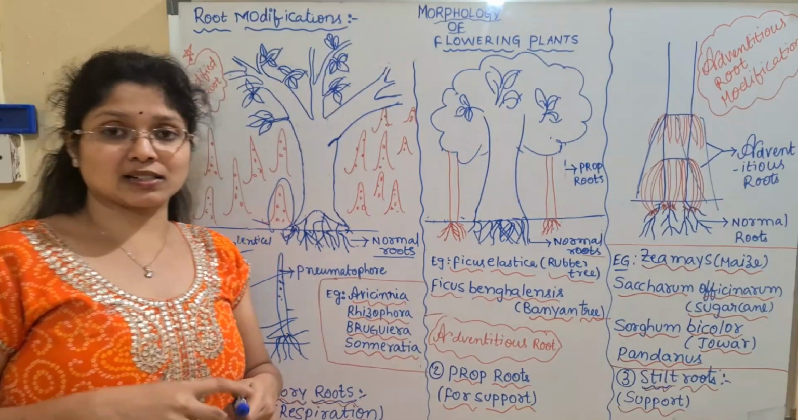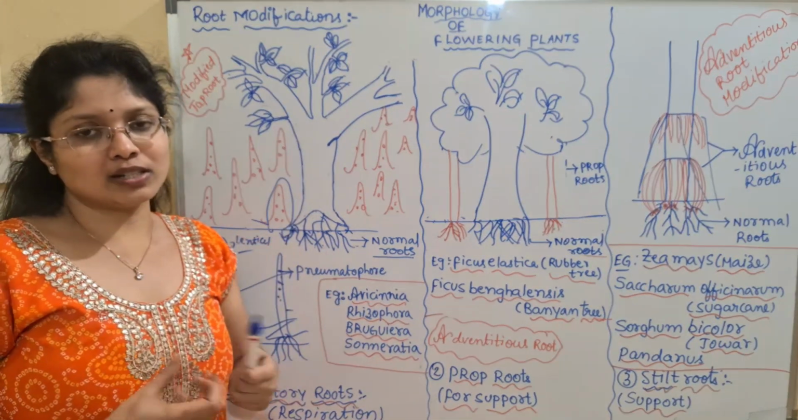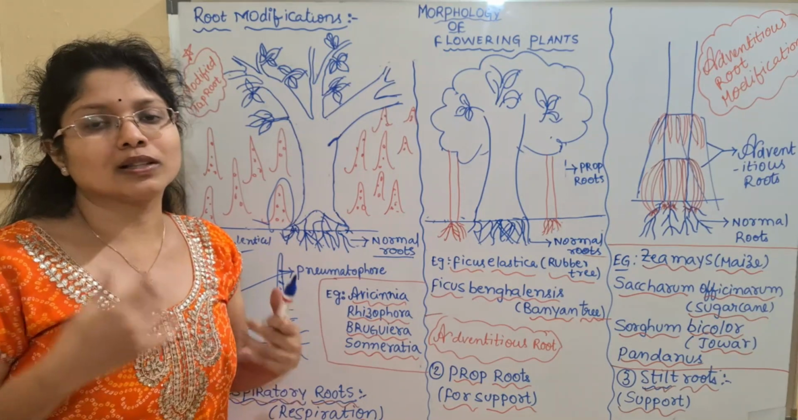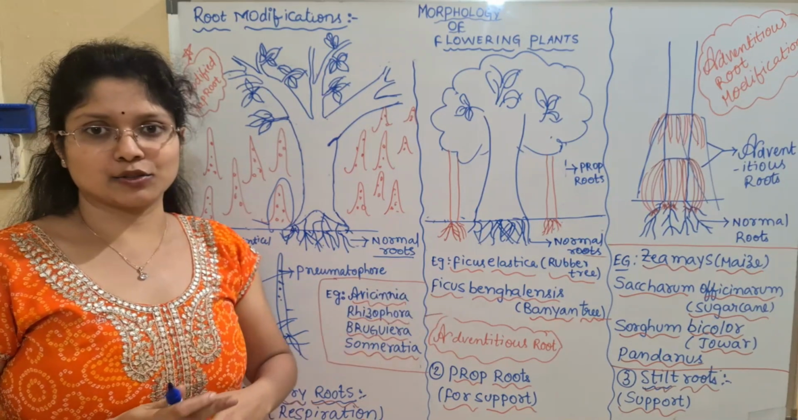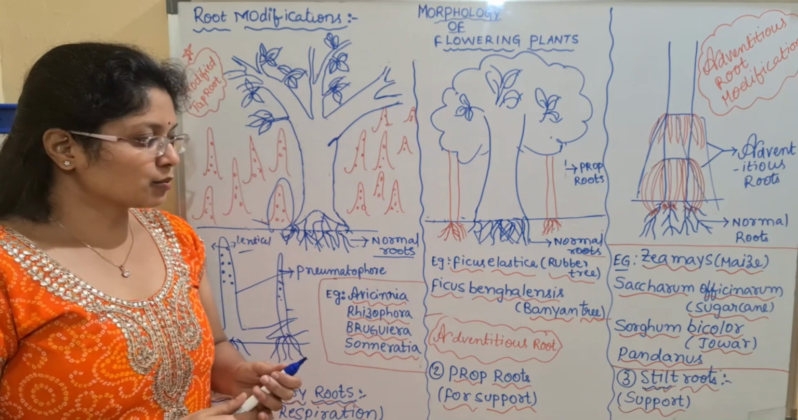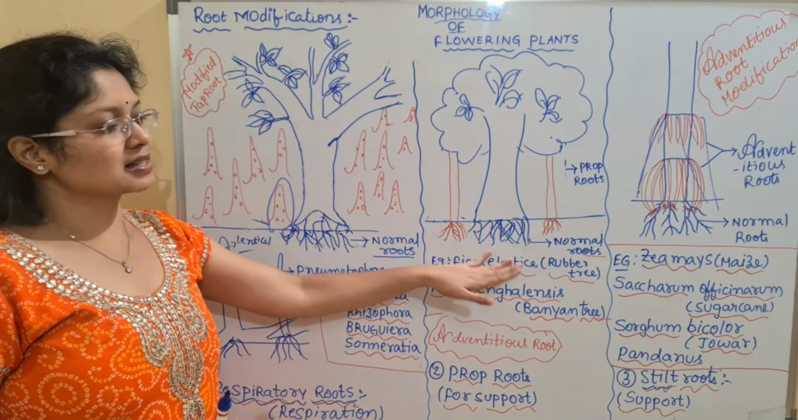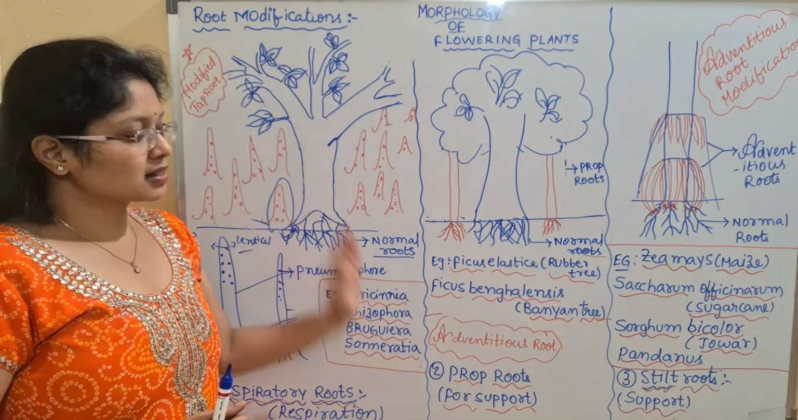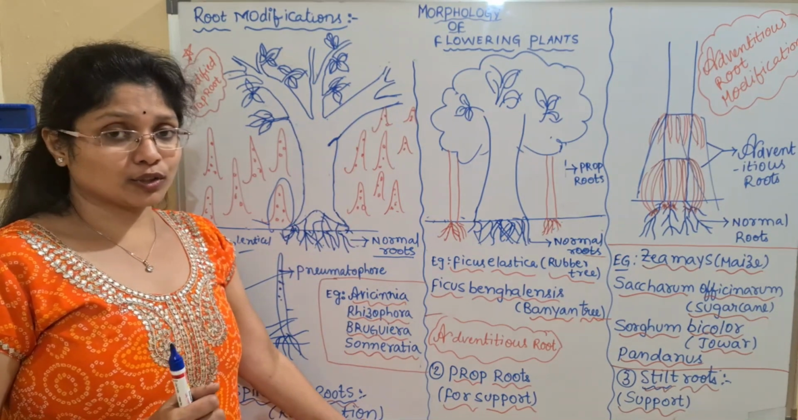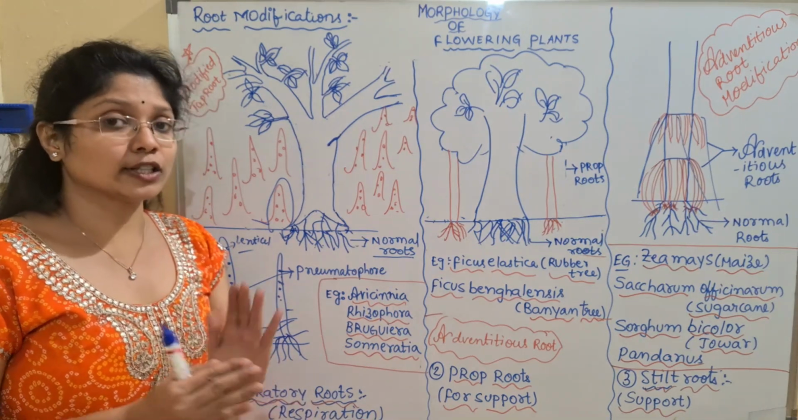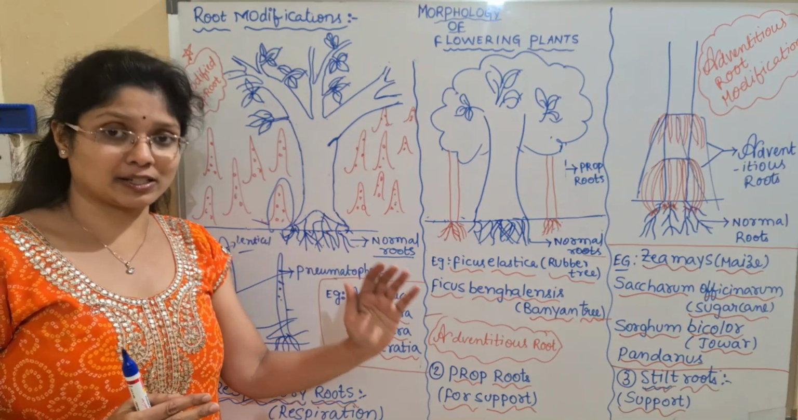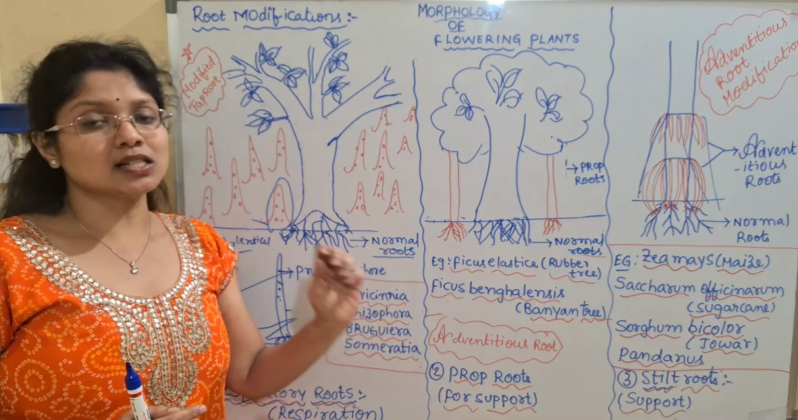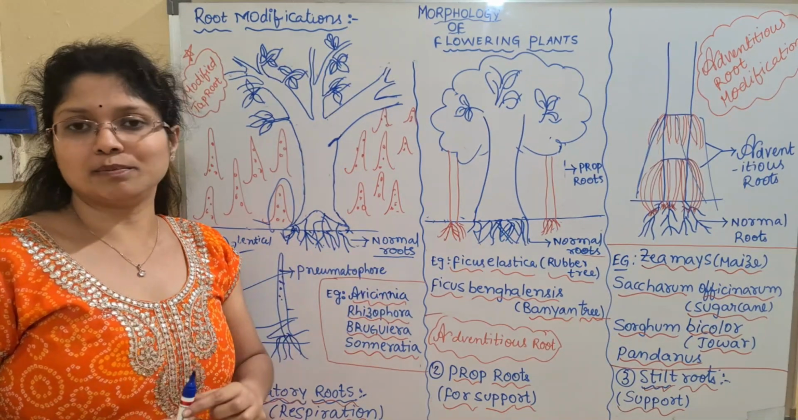Sometimes questions may be asked like this: all the features are given on one side and you are asked to match them with the plant showing all these features. Simply, it is Pandanus. This is how you will get some questions here. Now we will discuss the other modifications of the root. Today we have mainly discussed two important functions of the root. One is the root responsible for respiration, and the other is the root helping in support, giving support to the plants.